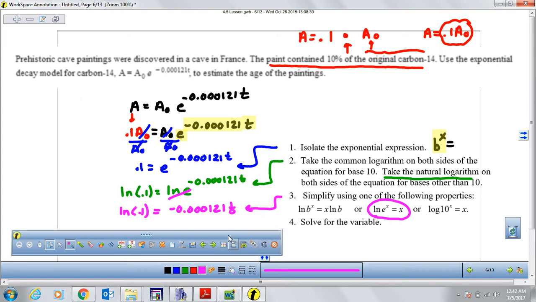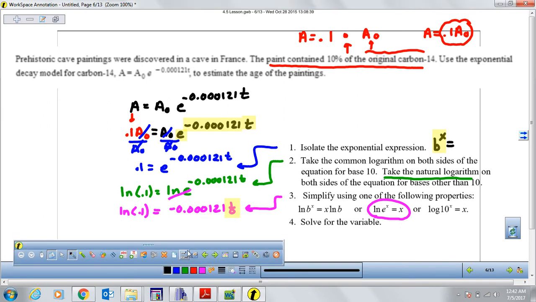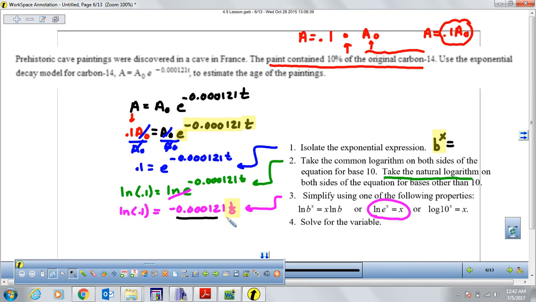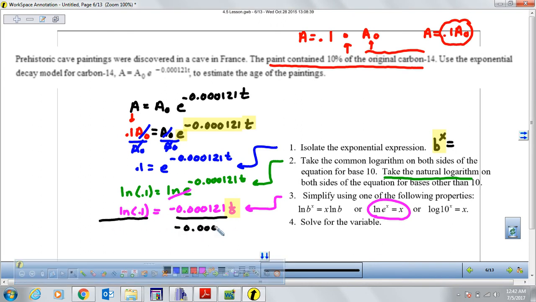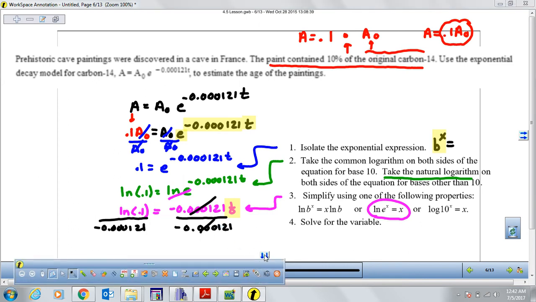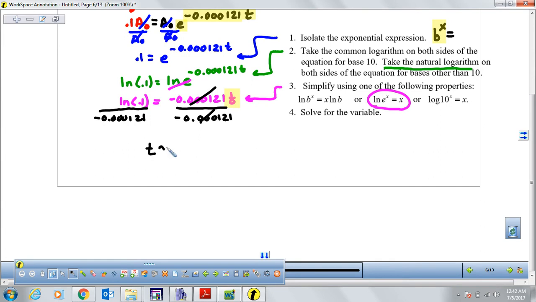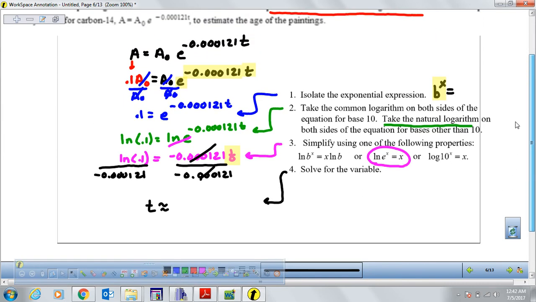And step 4 and last, what I need to do is leave the T by itself. Solve for T. Now, how do I solve for T in this equation? I need to divide both sides of this equation by negative 0.000121 to get rid of that number from both sides. And that is going to leave us T by itself. So in order for us to find the approximation, we need to put that in the calculator. That's how we can find the approximation for the solution.